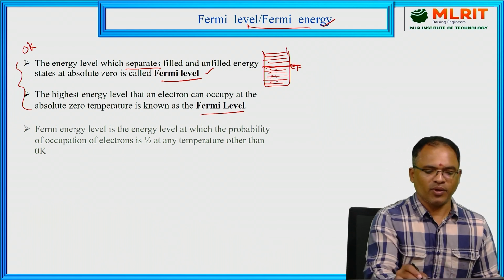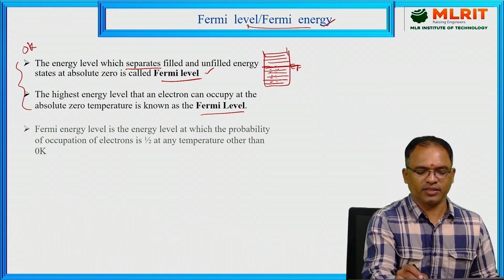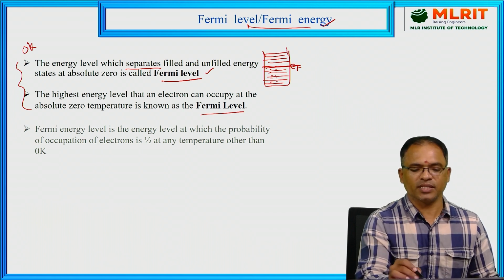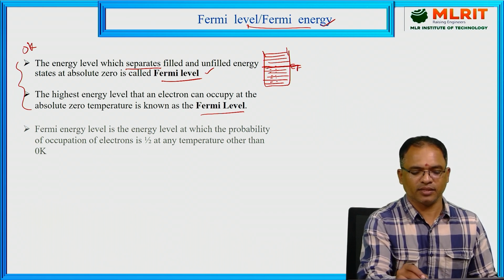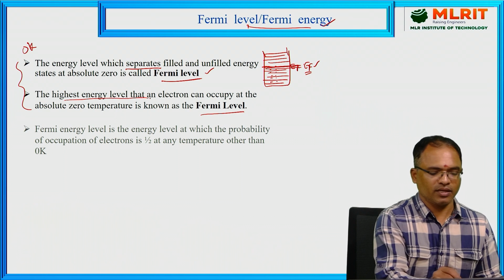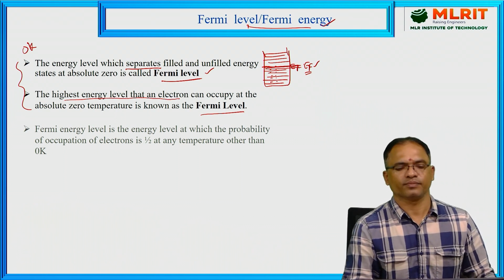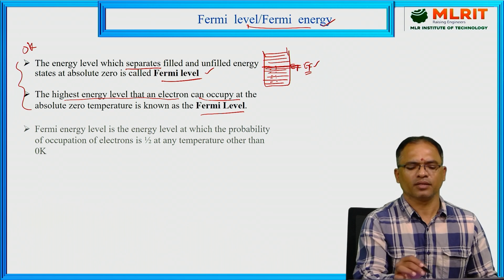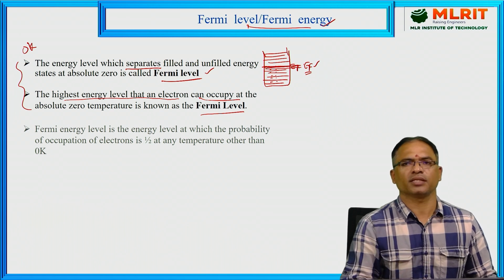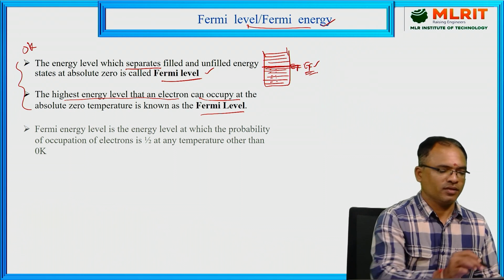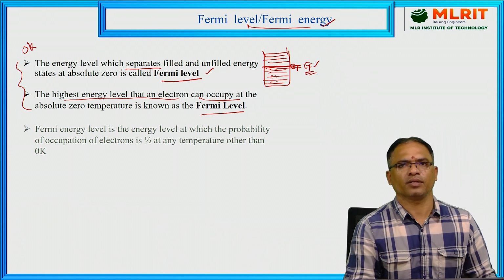And among all these filled energy states, which state has the highest energy? That is the Fermi energy or Fermi level. So it is the highest energy level of an electron that is occupied. Out of all occupied levels, this is the energy level having the highest energy. That's why it is called the Fermi level. That is the definition of the Fermi level at T equal to 0 Kelvin.